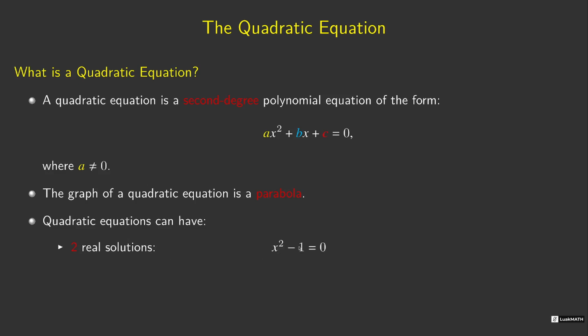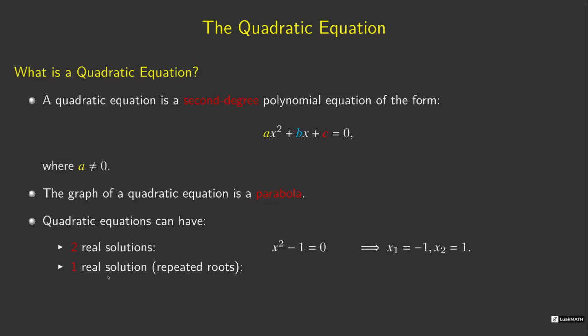For the first case, you can have 2 real solutions. For example, take the equation x squared minus 1 equals 0. If we solve this, we find that x1 equals minus 1 and x2 equals 1. These 2 are the solutions to this equation. You can see that by moving the minus 1 to the right-hand side. Of course, you lose the minus sign, so x squared equals 1, and then you can take the square root. So x is equal to plus or minus 1. That's why we have these 2 real solutions: minus 1 and 1 are real numbers.